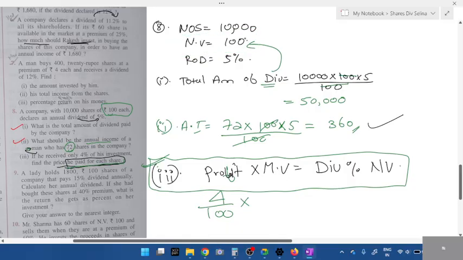Fine, that is what the company has quoted. But the person who bought 72 shares has paid a different value. That is what we need to find, market value. So market value will remain as it is. Dividend, use the same dividend, 5%. 5 divided by 100 into what is nominal value? 100. So this will get cancelled.